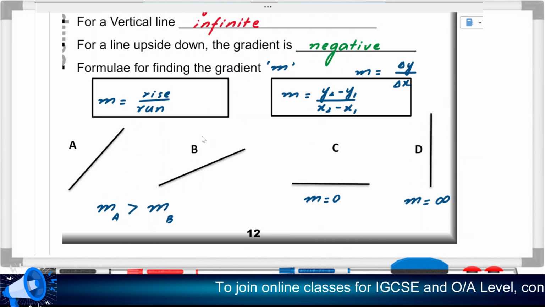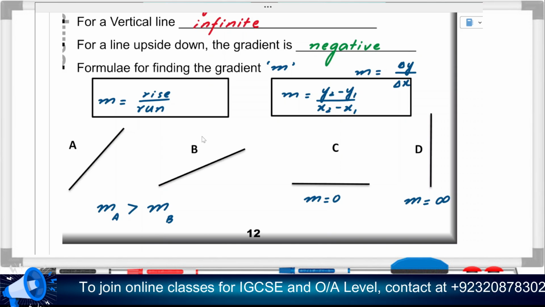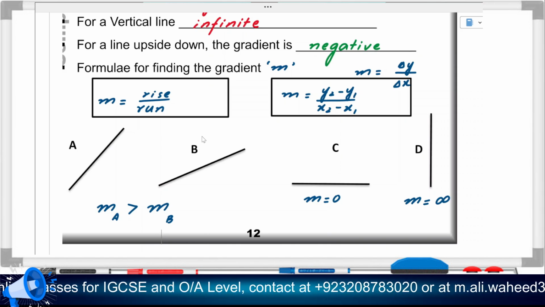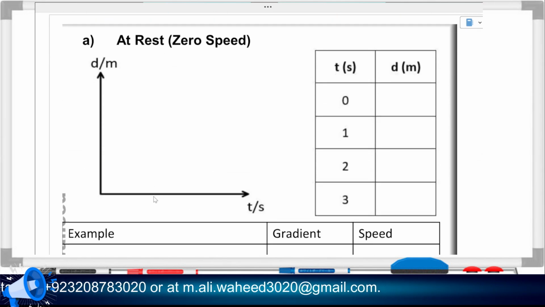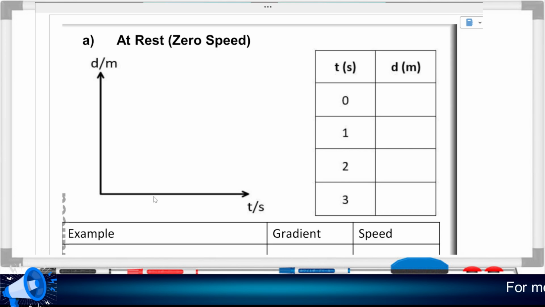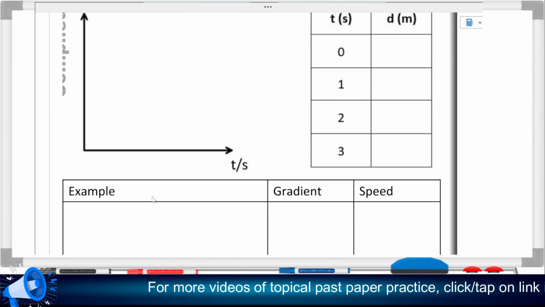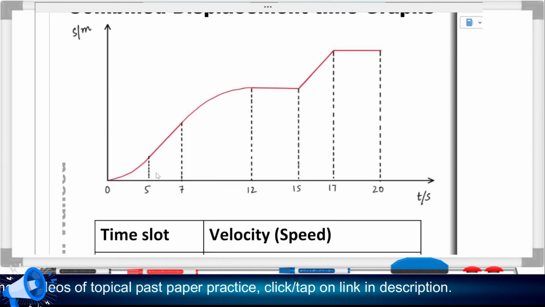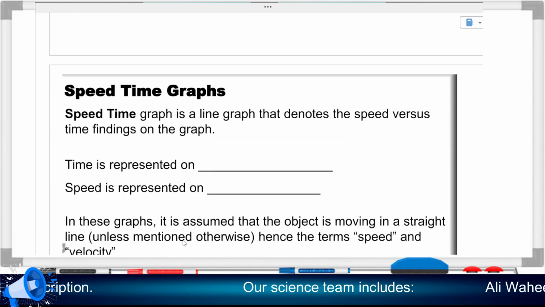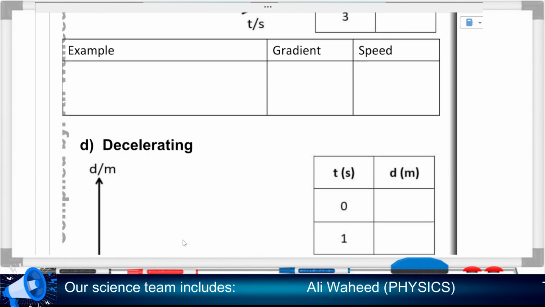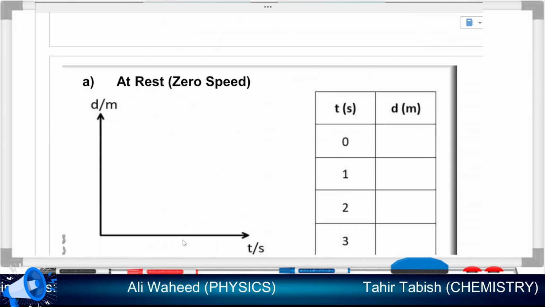So these are the prerequisites. These are the tools that you need to know before we start off with the graphs. And let's take a look at the first one. If the object is at rest, what does the distance time graph look like? So we're going to go through the distance time graph first. We have 4 cases, then some combined cases, and afterwards we will move on towards speed time. So let's take a look at this one.